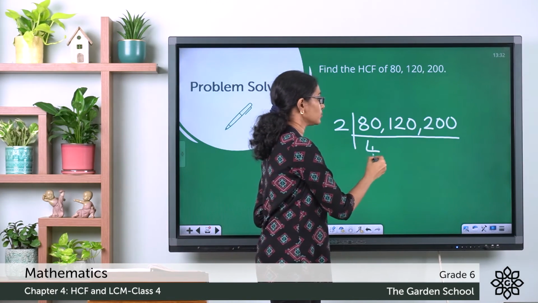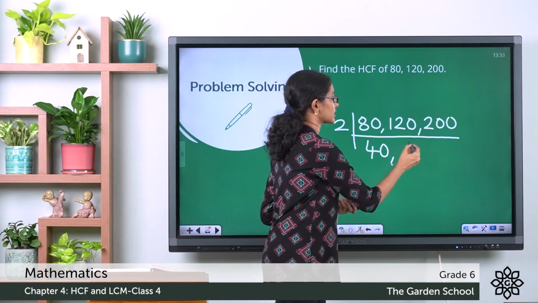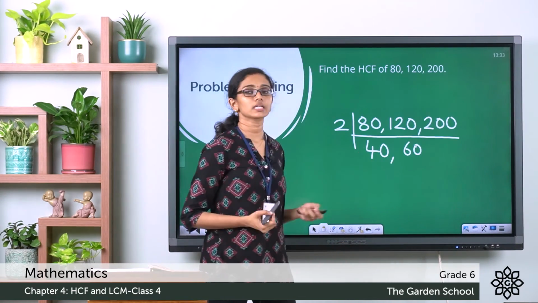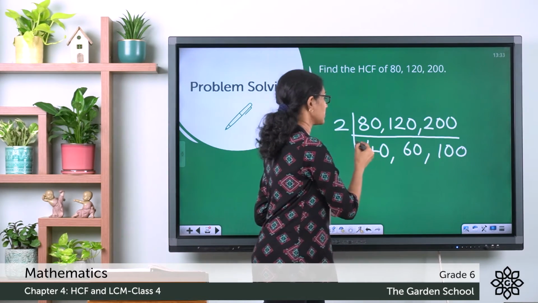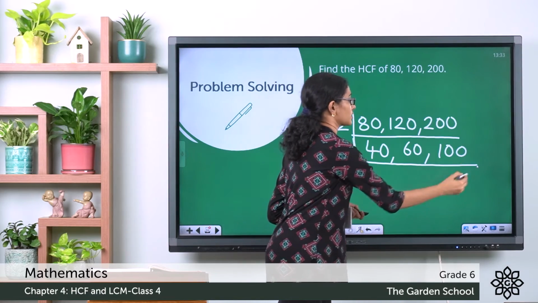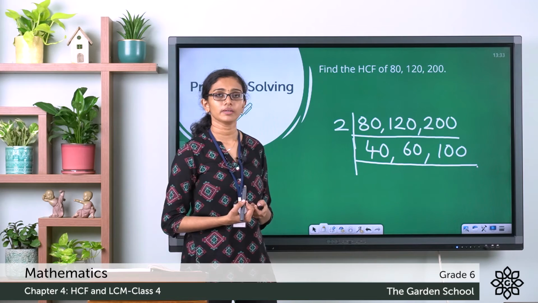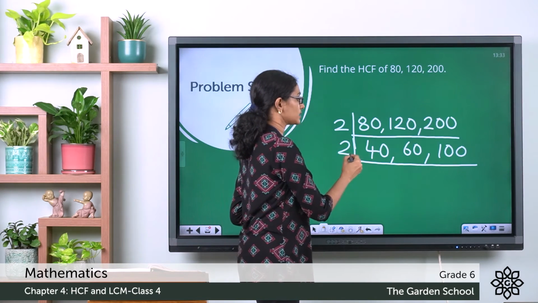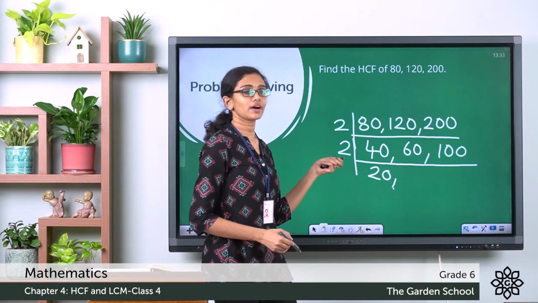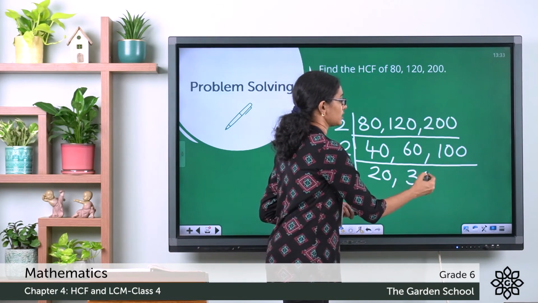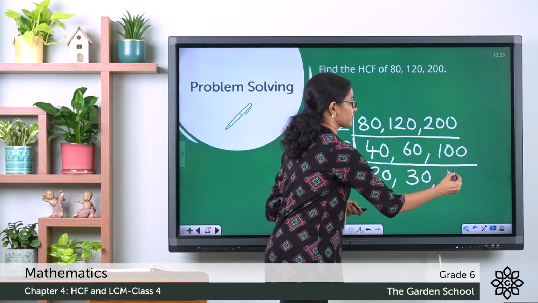80 divided by 2, you get 40 here. 120 divided by 2, you get 60 here. 200 divided by 2 and you get 100 here. Now you keep on dividing. Again, which prime number can divide these three numbers commonly? It is 2 again, and you get 40 divided by 2 equals 20, 60 divided by 2 equal to 30, 100 divided by 2 is equal to 50.